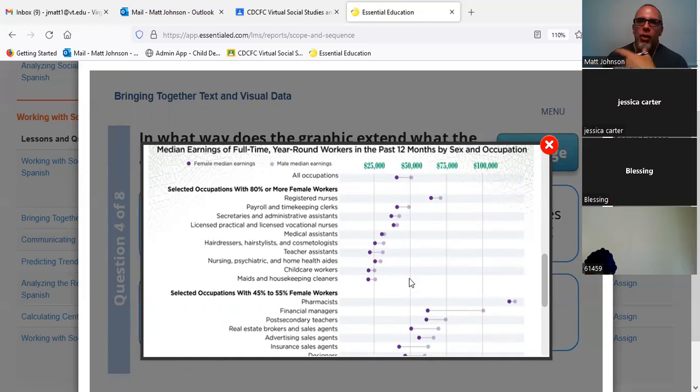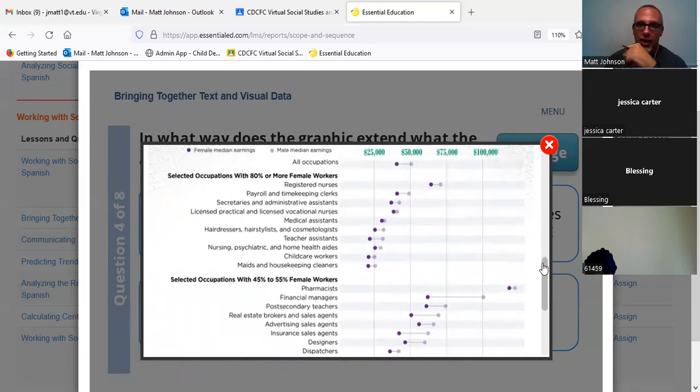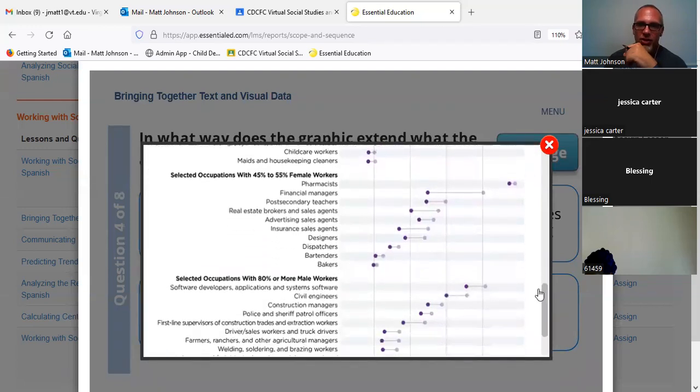There are some that are much closer. Licensed practical and vocational nurses, that's fairly close. Pharmacists down here, fairly close. Then we see big gaps like financial manager, where women are making maybe about 60,000 and men are making 100,000 in that field. Insurance sales agents is a fairly large gap. Real estate brokers is a fairly large gap. Bakers, oddly enough, there's not much gap in that field.